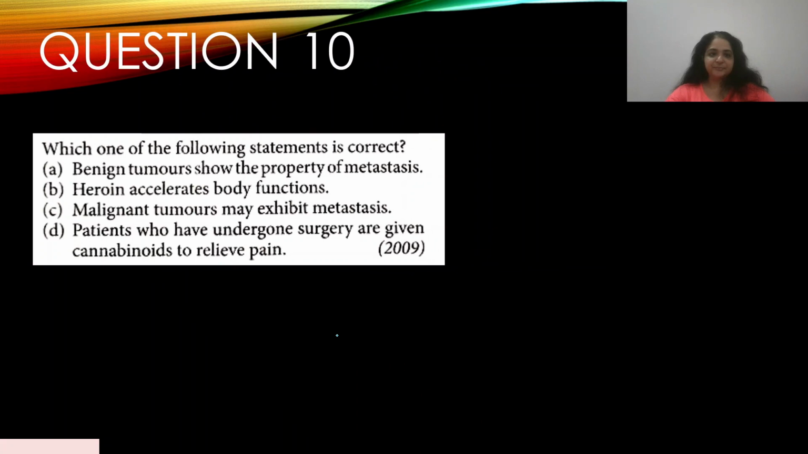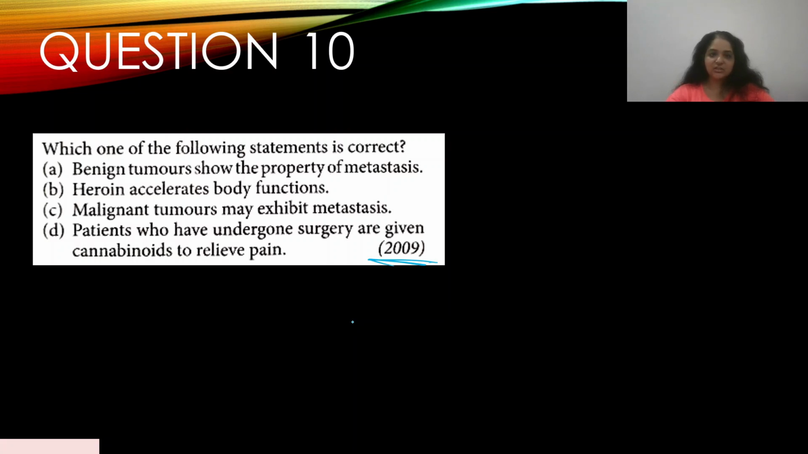Question number 10. Which one of the following statements is correct? So we are in 2009. A. Benign tumors show the property of metastasis. No. B. Heroin accelerates body functions. No. C. Malignant tumors may exhibit metastasis. Yes.